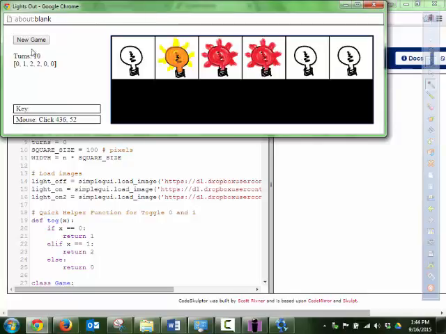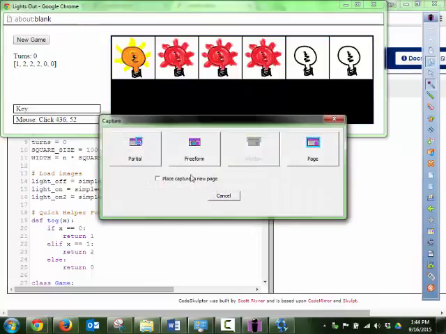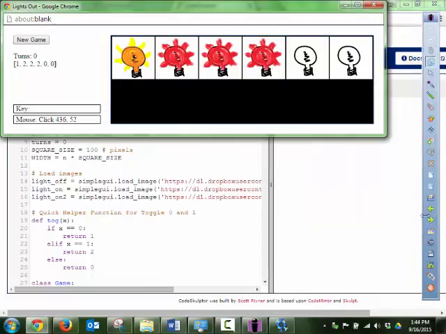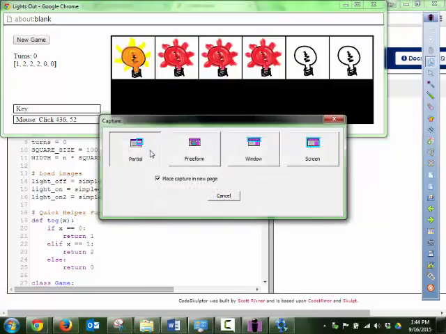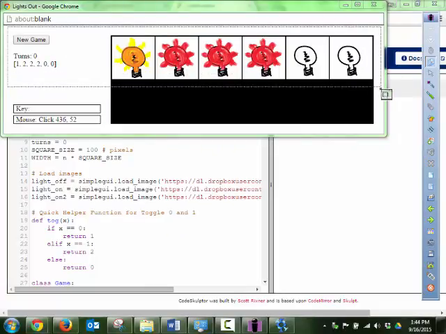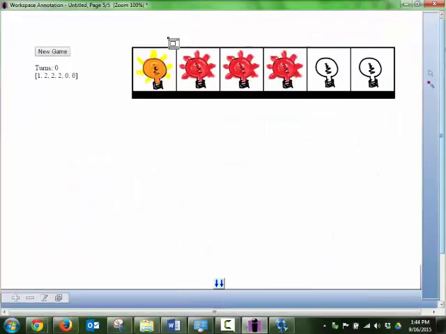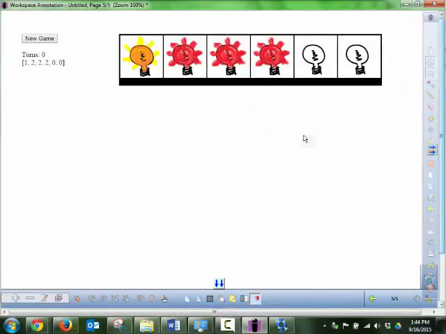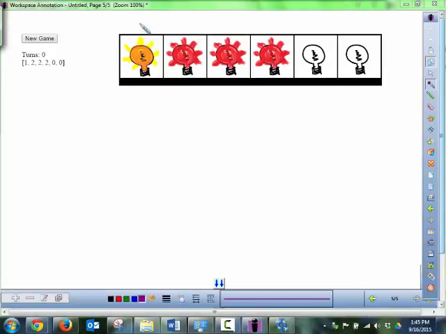So let's start a new game, and let's have this as our scenario, 1-2-2-2-0-0. So this is another version of Lights Out, but now we're just dealing with vectors, and we upped it a notch by looking at 3 instead of 2. So this is a 1, a 2, a 2, a 2, and then a couple of zeros at the end. So that's my initial state vector.